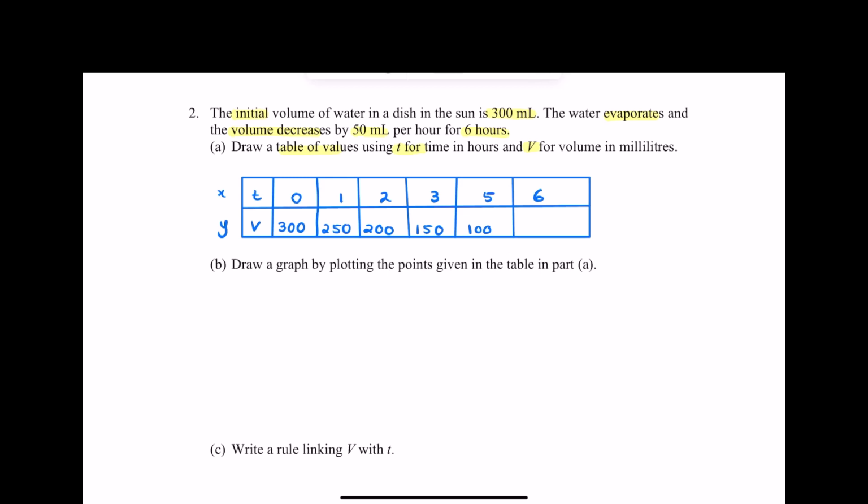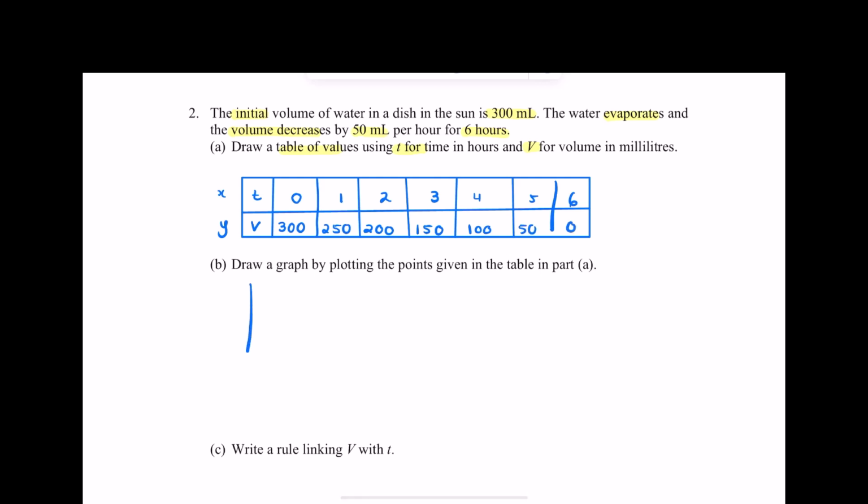And what have I done? I've forgotten 4, haven't I? Let's fix that up. 4, 5, and 6. And I get down to 50 and to 0.